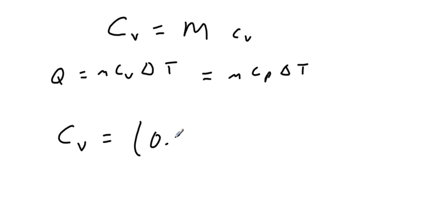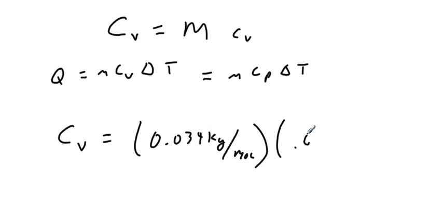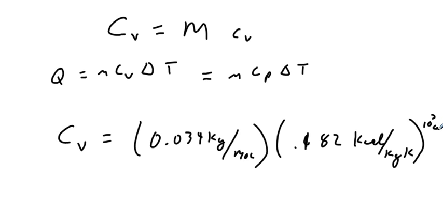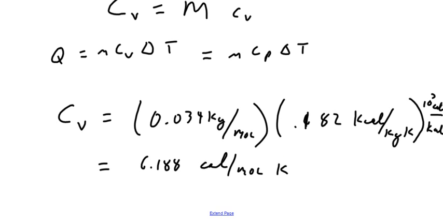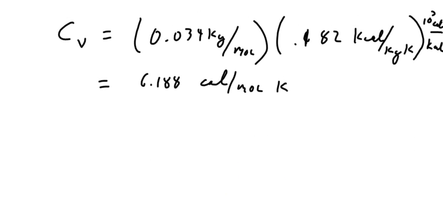So I got 0.034 kilograms per mole times 0.182 kilocalories per kilogram Kelvin times 10 to the third calories per kilocalorie. And I end up with 6.188 calories per mole Kelvin. Alright, well, I'm not done yet. That's just my first step.